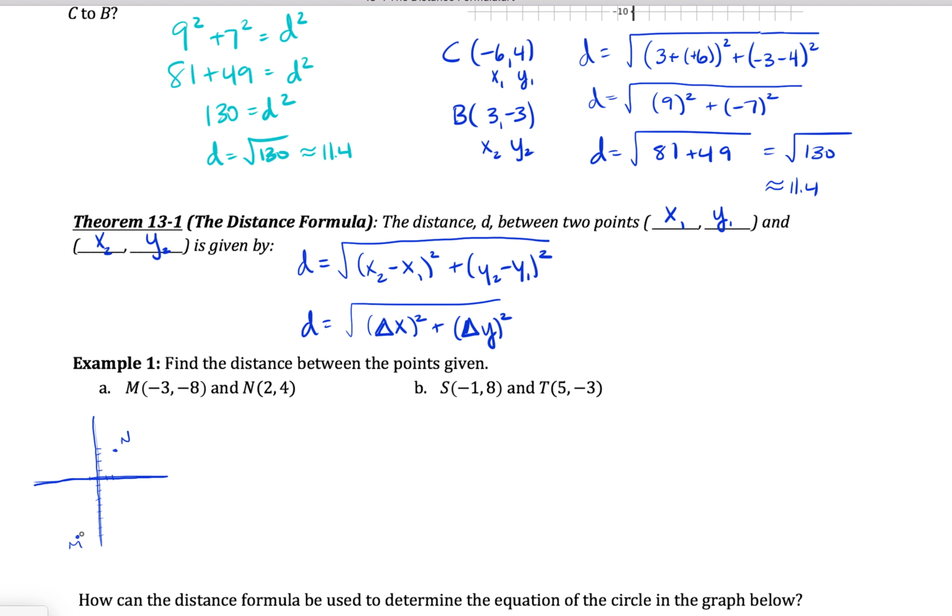So this is the distance I'm looking for, right? So I'll change colors real quick. And this is the distance I'm looking for, right there.